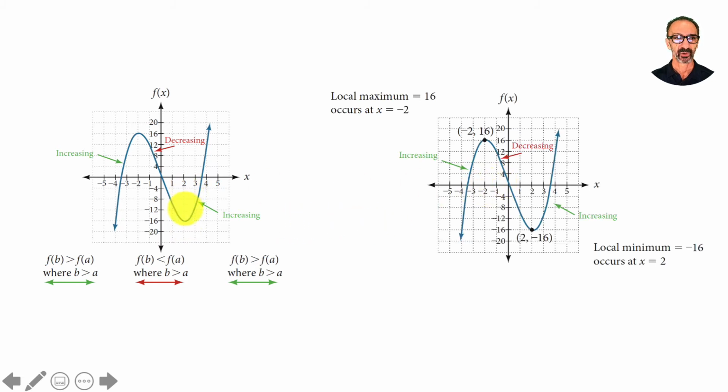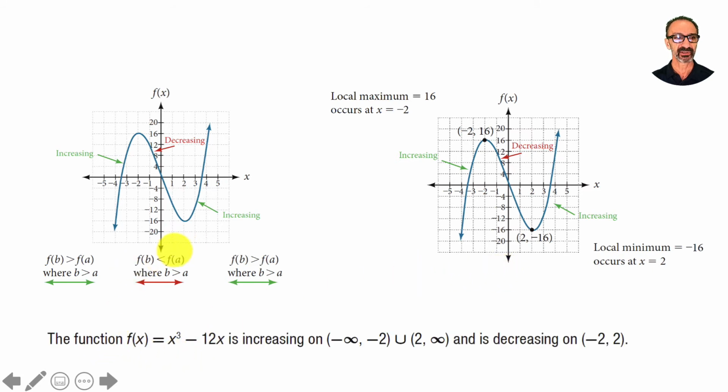So, once it's increasing and decreasing, this point will be the maximum point, the turning point, in an open interval next to it. We call it local maximum equals 16, the value of it, and that occurs at x equals -2. On the other hand, this point is the lowest in an open interval that contains it, so we call it local minimum. The value is -16 and it occurs at x equals 2.